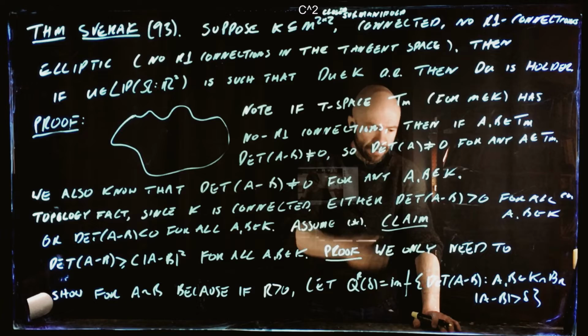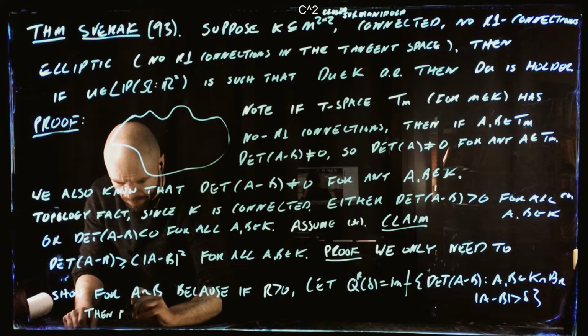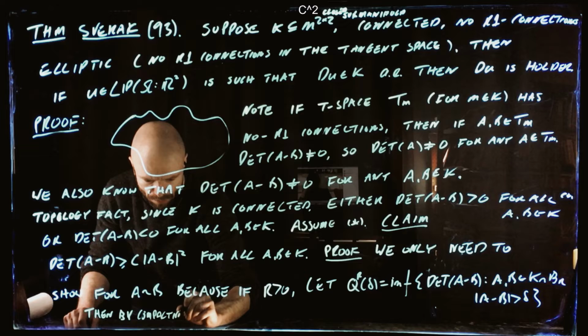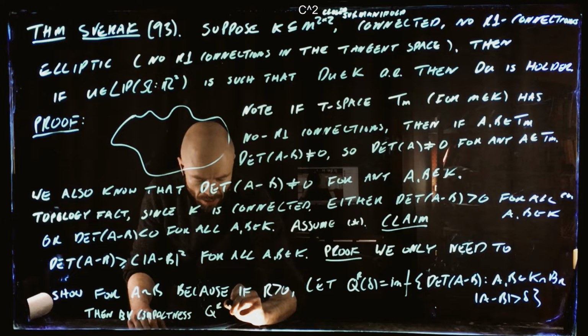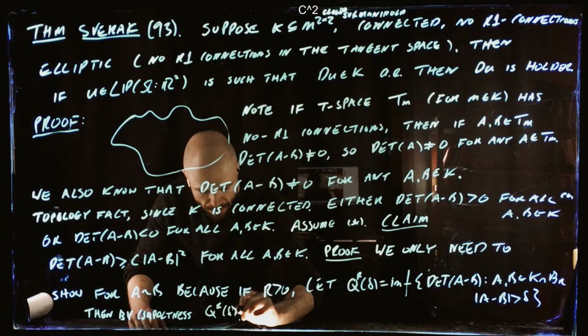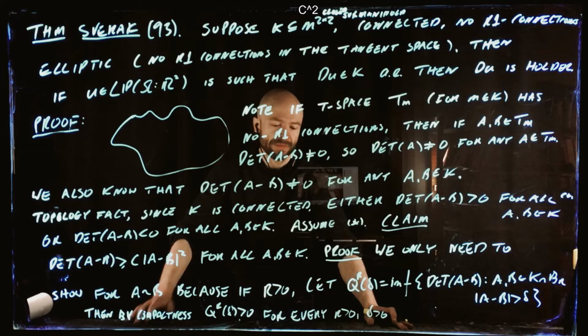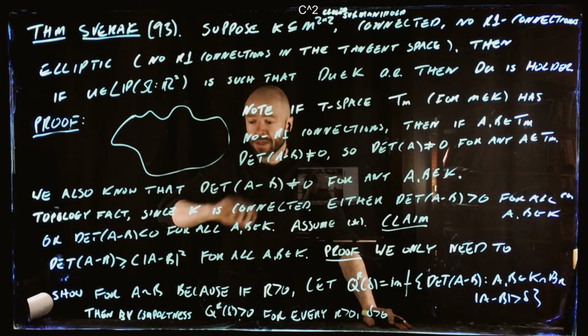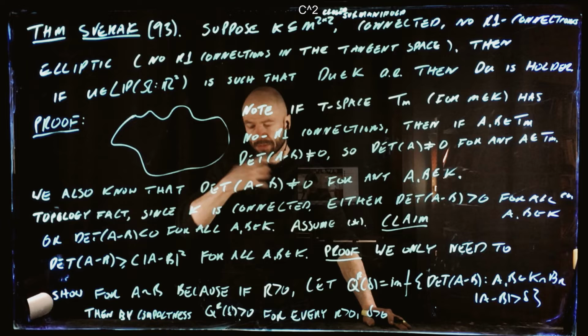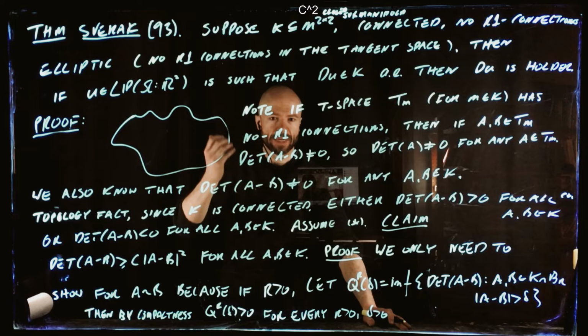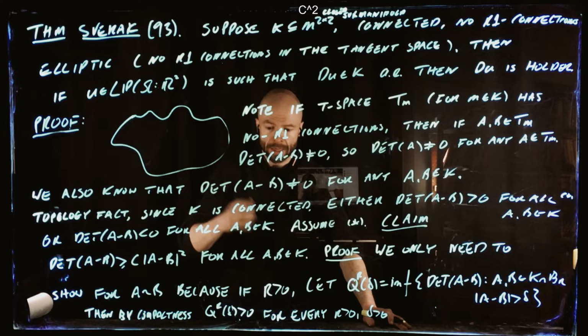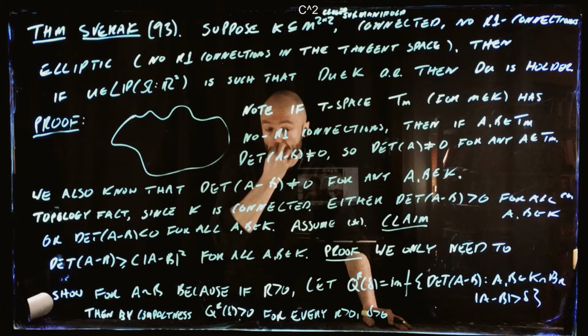So then by compactness, we have that Q of delta is bigger than zero for every delta bigger than zero. Yeah. So if we can show some estimate like this for all A minus B inside some compact subset of K for which |A minus B| is less than some particular number, doesn't matter how small, then that's all we care about, because for all the A minus B which are bigger than that number, there is this constant here.